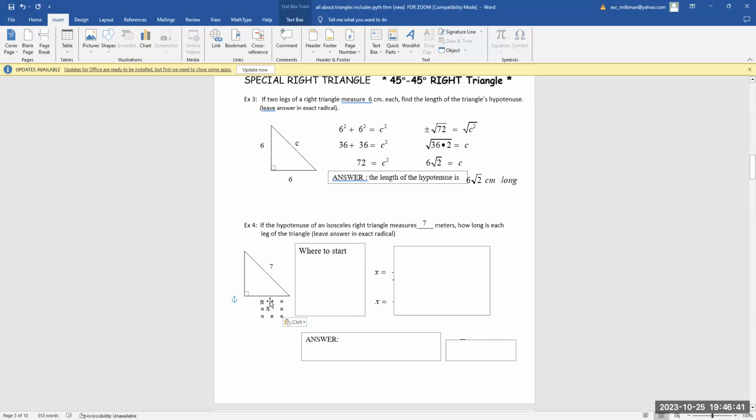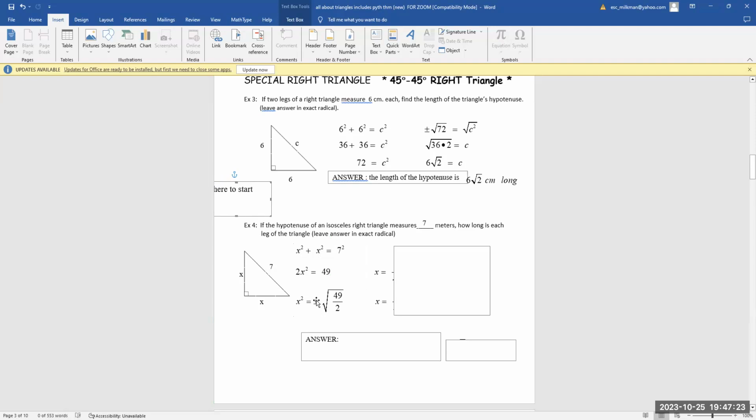Because this is a right triangle, I'm going to use the Pythagorean theorem, which says one leg squared plus one leg squared equals hypotenuse squared. So 1x squared plus 1x squared gives me my hypotenuse squared. 1x squared plus 1x squared adds up to my like terms of 2x squared, and 7 squared is 49. I'm then going to divide both sides by 2.